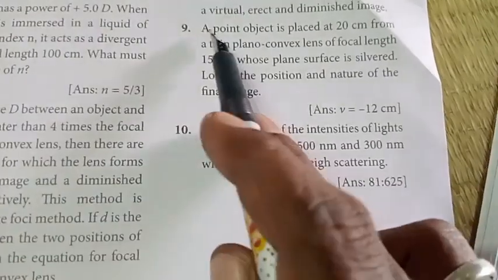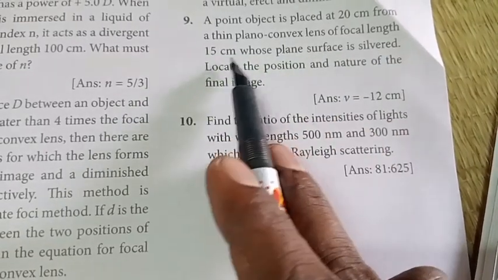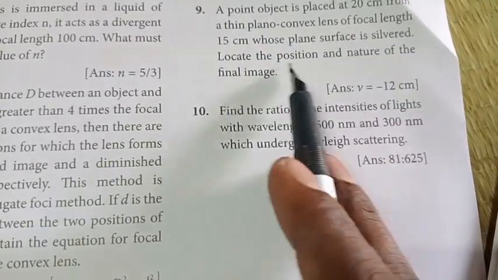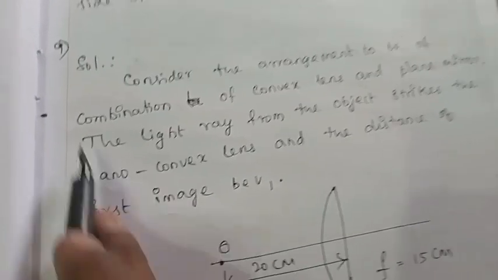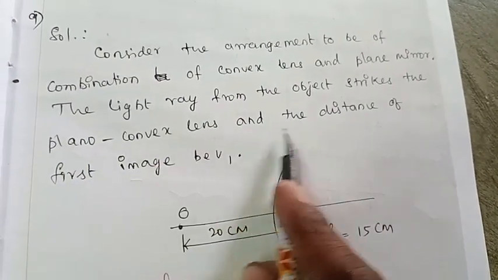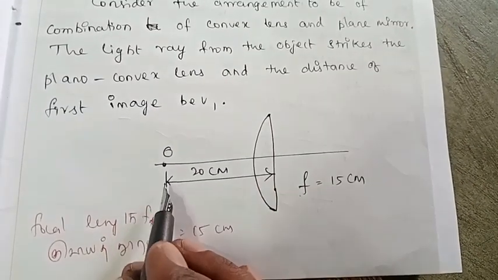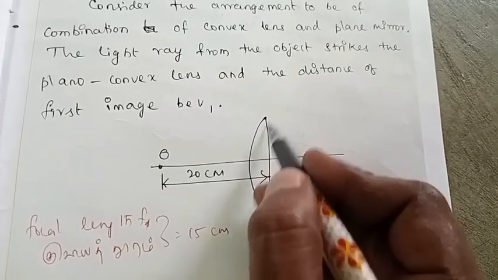So ninth question: a point object is placed at 20 cm from a thin plano-convex lens of focal length 15 cm whose plane surface is silvered. Locate the position and nature of the final image. So the solution: consider the arrangement to be a combination of a convex lens and a plane mirror. The light ray from the object strikes the plano-convex lens, and the distance of the first image will be v1. The object is placed 20 cm from the plano-convex lens, which is silvered, and the focal length is 15 cm.